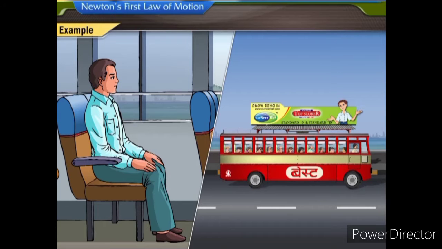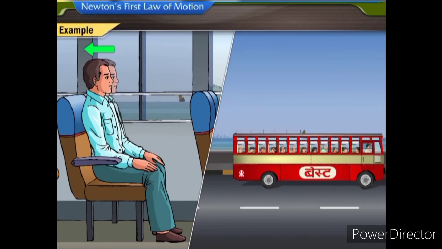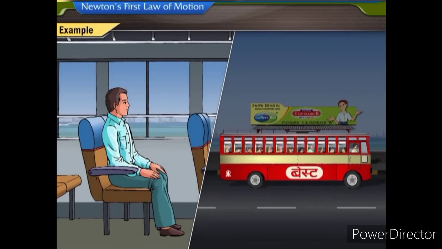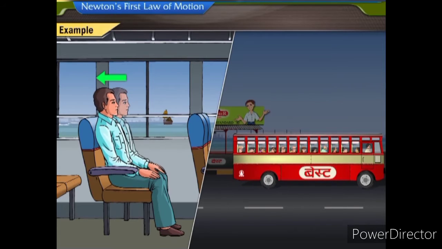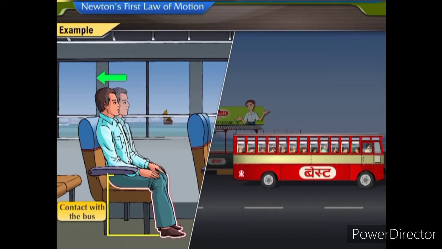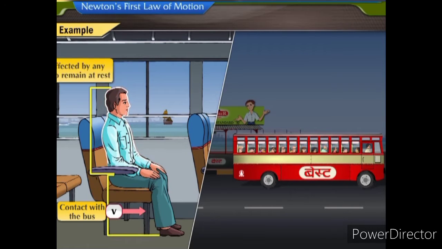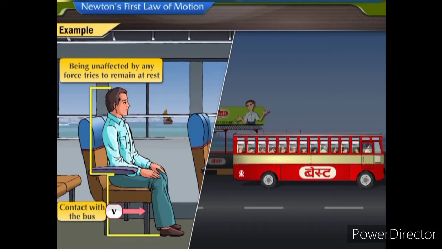Let us see some more examples. You must have experienced a backward jerk when the bus you are traveling in suddenly starts moving from the rest position. Why does this happen? When the bus is at rest, our body is also at rest inside the bus. As the bus starts moving, the portion of our body which is in contact with the bus acquires velocity and moves with the bus. But the upper part of the body, being unaffected by any force, tries to remain at rest. As an effect, we fall back.